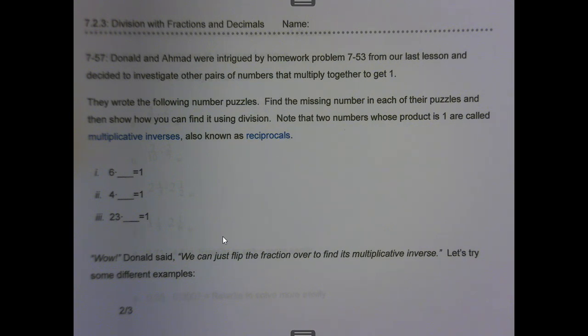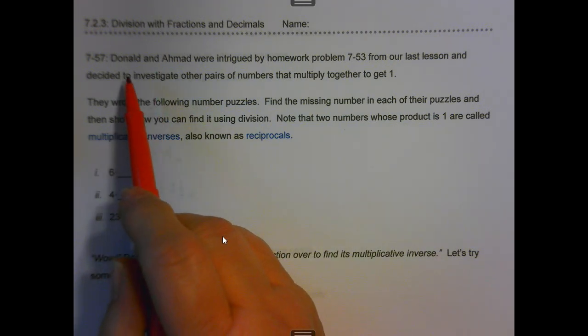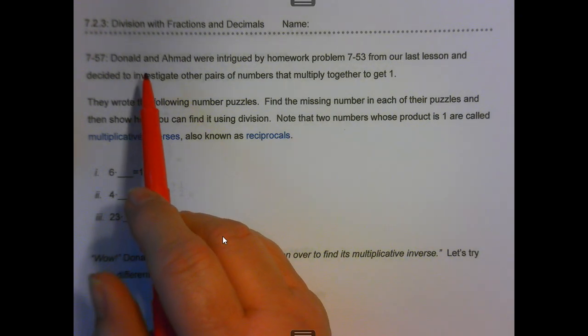Lesson 723, Division with Fractions and Decimals. We will work through a couple of these problems together, and then you'll have some work to do on your own when we're finished. So let's start with looking at problem 7-57. I'm going to read the problem out loud.